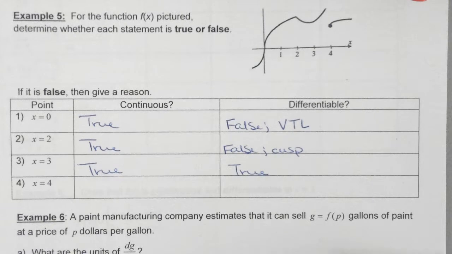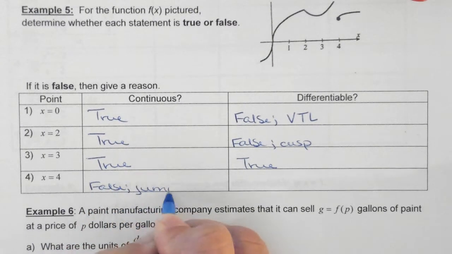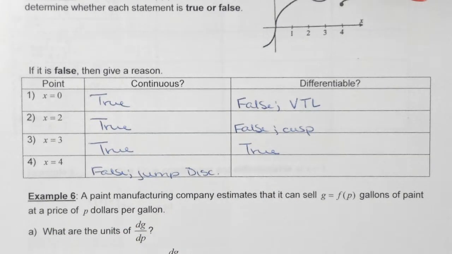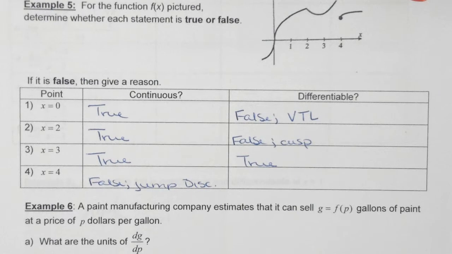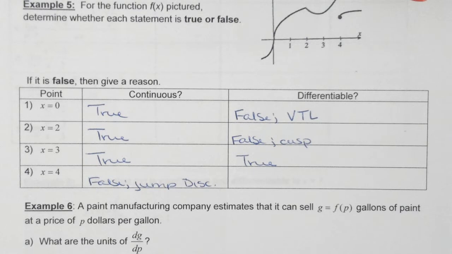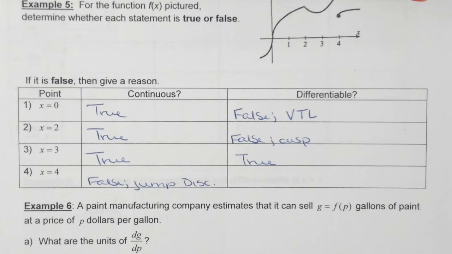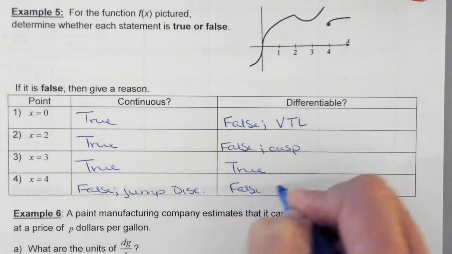Okay, x equals 4. Continuous? False. Why? Okay, we have a jump discontinuity. All right, now here's the thing. If I asked you to prove to me that this was a jump discontinuity, do you know what you need to do? Yes. The limit, but it's not just the limit from the left and the limit from the right. What else do you have to? F of, in this case, f of 4. Okay, perfect. Okay, and then differentiable. No. False. Same reason, right? Jump discontinuity.